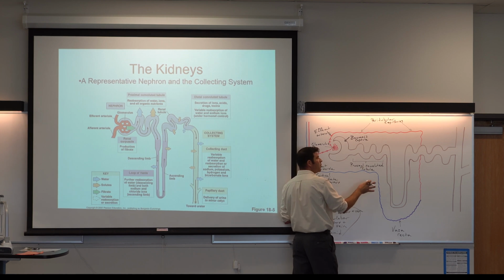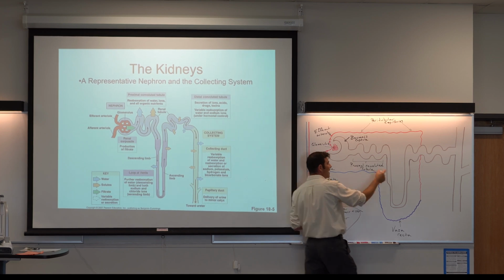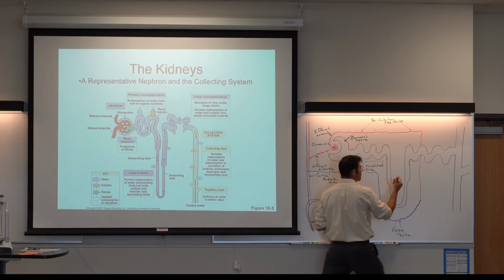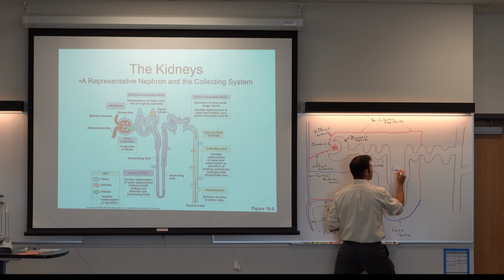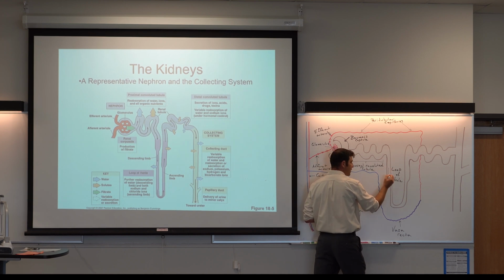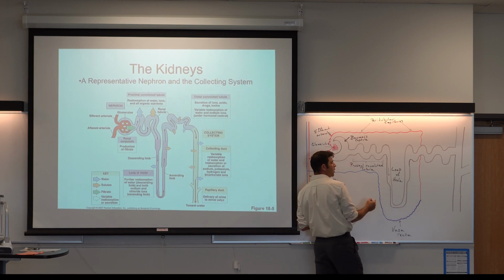We'll see as we continue to move through the nephron, it starts with the Bowman's capsule, then we move through the proximal convoluted tubule and down into this long loop. This is called the loop of Henle. And it has a descending limb. That's the first part. We're going to see filtrate travel down this descending limb.